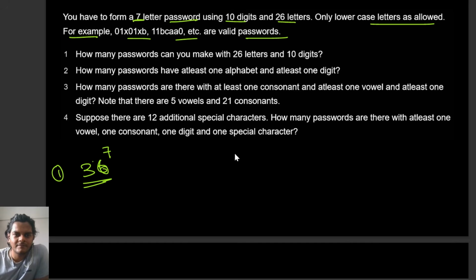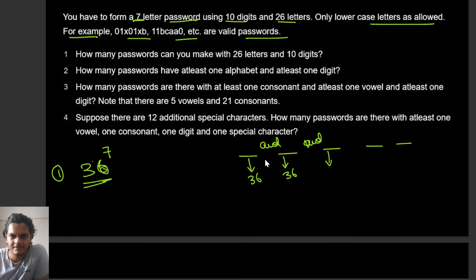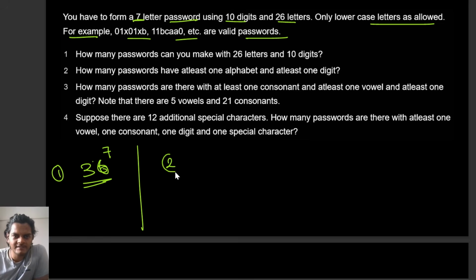If you look at it from the perspective of the places, this has 36 options, this has 36 options, this has 36, and it's an 'and' between them, right? So I hope you understand why this is 36 power 7. That is the most basic thing. But if you look at the second one, we want how many passwords such that at least one alphabet and at least one digit is there.